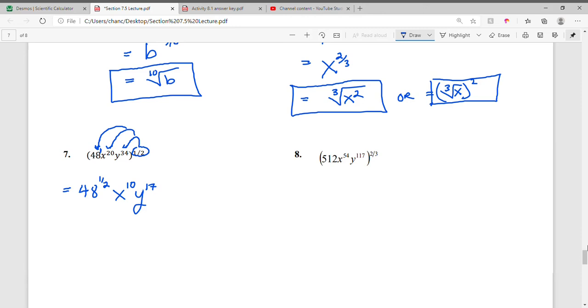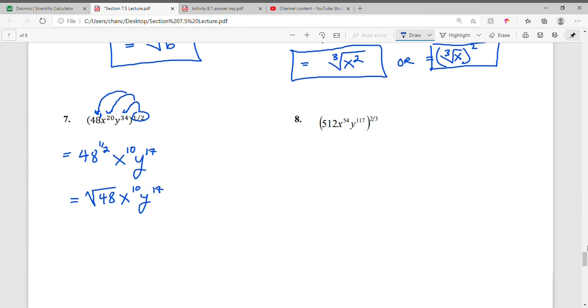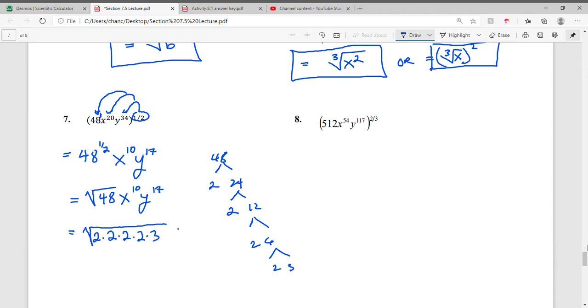We have to simplify 48 to the 1/2. That's equivalent to the square root of 48. x to the 10th and y to the 17th just follows along. And let's break down 48. I know 48 is 2 times 24. 24 is 2 times 12. 12 is 2 times 6. And 6 is 2 times 3. So this can simplify as the square root of primes: 2 times 2 times 2 times 2 times 3. Don't forget the x to the 10th, y to the 17th. Now what are we looking for? We're looking for groups of 2.